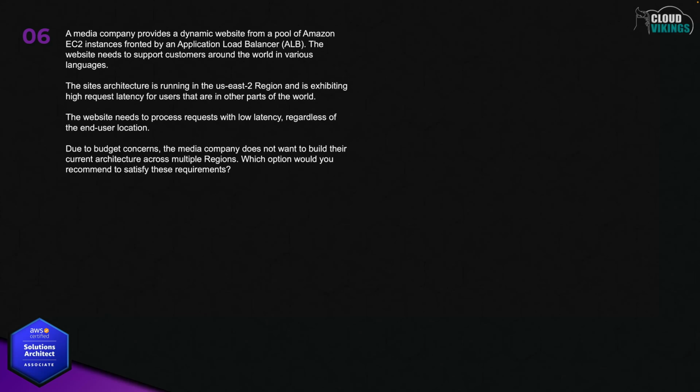Question 6. A media company provides a dynamic website from a pool of Amazon EC2 instances fronted by an application load balancer, ALB. The website needs to support customers around the world in various languages. The site's architecture is running in the US East 2 region and is exhibiting high request latency for users that are in other parts of the world. The website needs to process requests with low latency regardless of the end-user location. Due to budget concerns, the media company does not want to build their current architecture across multiple regions. What option would you recommend to satisfy these requirements?